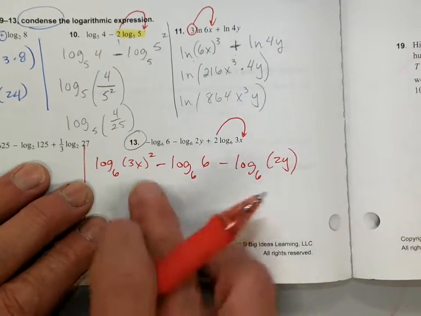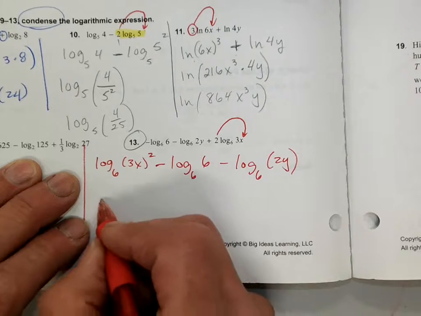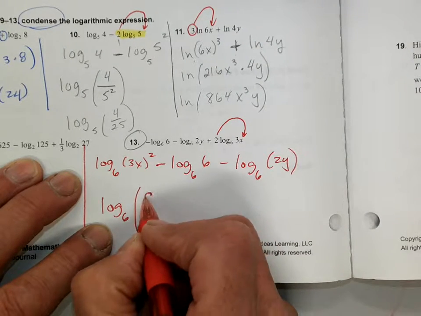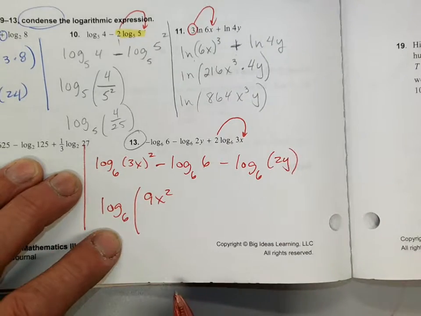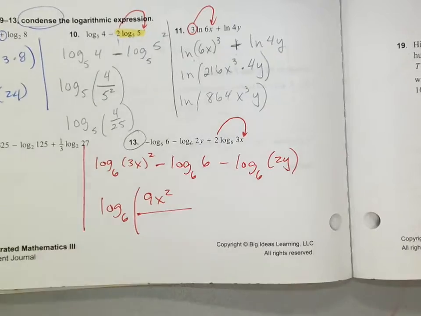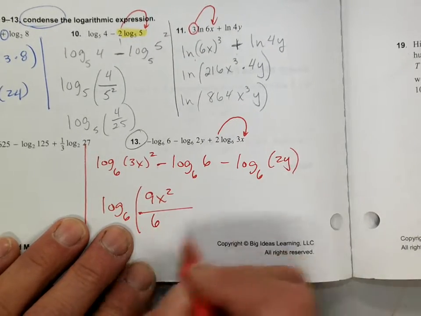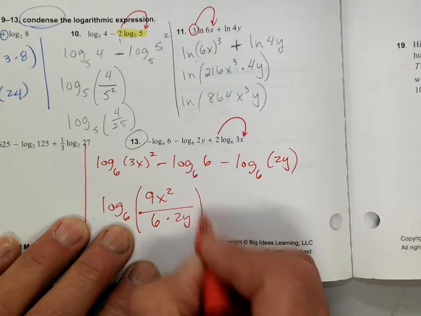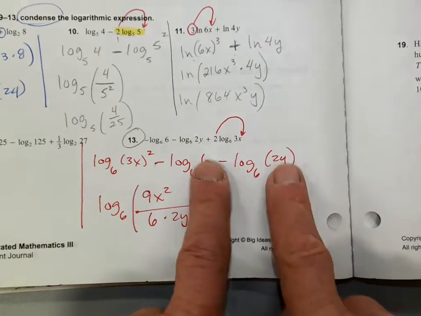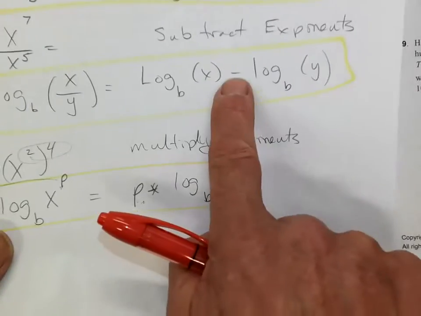So let's see what I have. Subtract means divide, right? Subtract means divide. So let's go log base 6 of 9x squared divided by, because I'm subtracting, 6 and 2y. So I'm dividing by both of them. I put these two on the bottom, because subtract in my rule means divide.